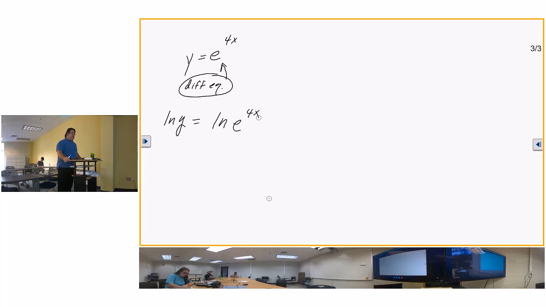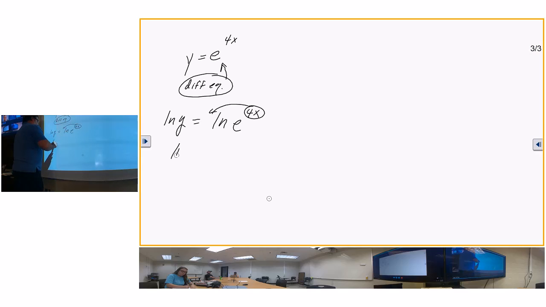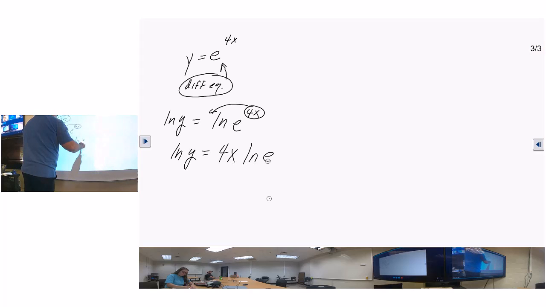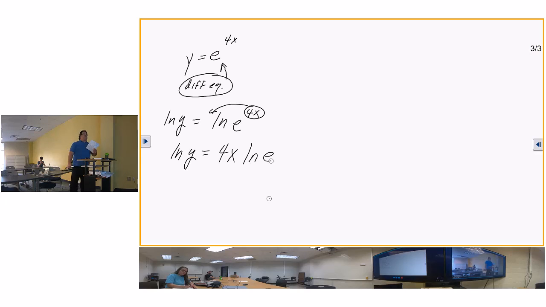And then, what does that 4x do? 4x comes out front, Hubert. That's right, class. Natural log of y equals 4x times the natural log of e. Now, these are the questions that I'm going to give you on a test. I've got about 6 of them. And if you can do these 6 or 7 problems, you can handle pretty much your natural logs and your logarithms.